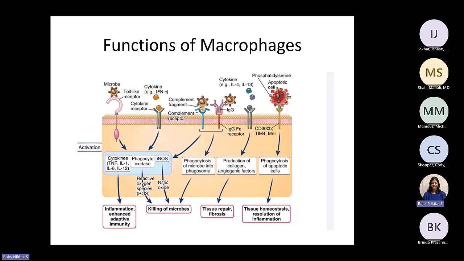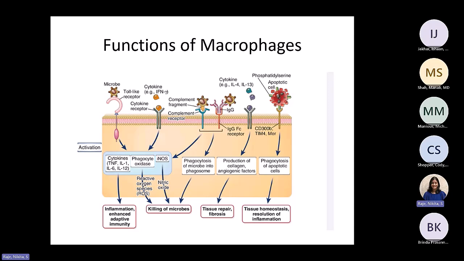There could be fragments tagged by complement, opsonized by complement fragments, so there are complement receptors on their surface. Also, there could be immunoglobulin, opsonized by antibodies. So there are various signals that can help in activation of macrophages. Once activated, they will release cytokines. Cytokines help in inflammation and increase the activation of the adaptive immune system.